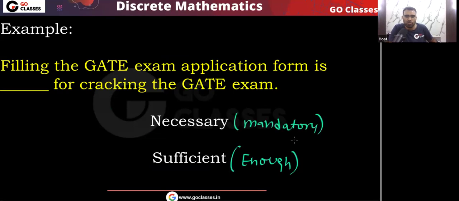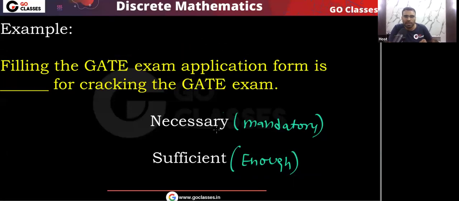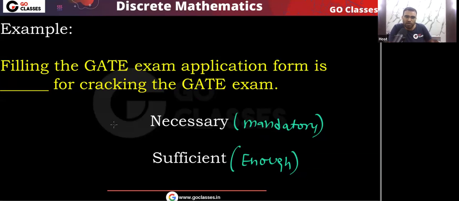Now tell me, if you fill the GATE application form, can I say that is enough to crack the GATE exam? No, that is not enough, right? But that is necessary. If you want to crack the GATE exam, then it is necessary that you fill the application form. So a very simple point: it is necessary but not sufficient.